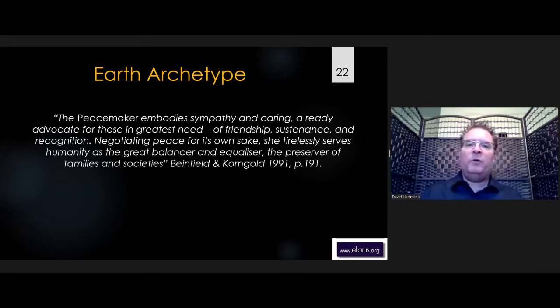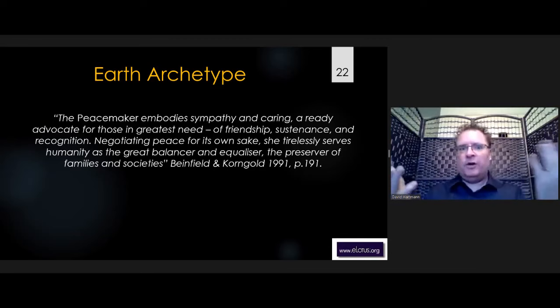Negotiating peace for its own sake. An Earth archetype can't not help others. It's just ingrained in them. There's no more important feature, no bigger driving force in their life than to help people, one person at a time, to get to the point where the world is saved. And that's their inherent driving force, their goal in life. Which is why Earth archetypes gravitate towards healing types of medicines, like Chinese medicine.